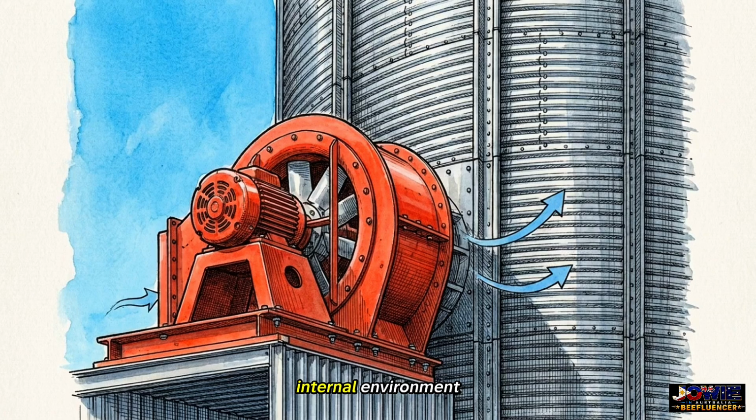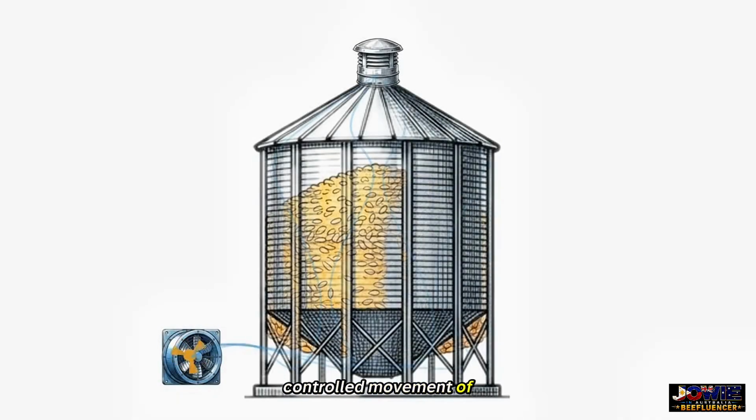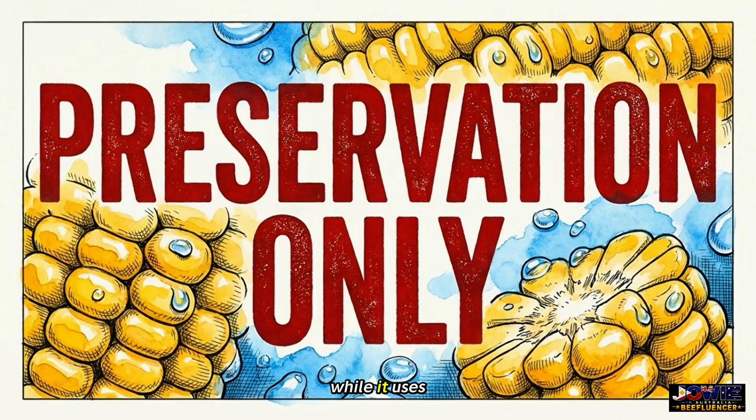To manage this internal environment, commercial agriculture uses grain aeration. Aeration is the controlled movement of air through stored grain using specialized fan systems. While it uses high-powered fans, aeration is not a method for drying wet grain.